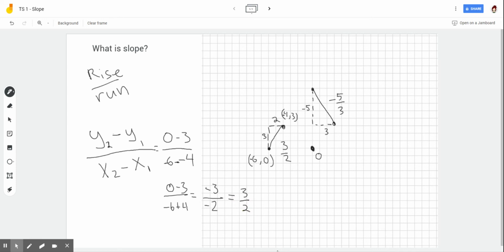Obviously, it's easier to count it out when it's small numbers on a graph like this. But if you had an example where it was like coordinate 426, -682, you're not going to count out those coordinates. You're going to have to be able to use the formula.